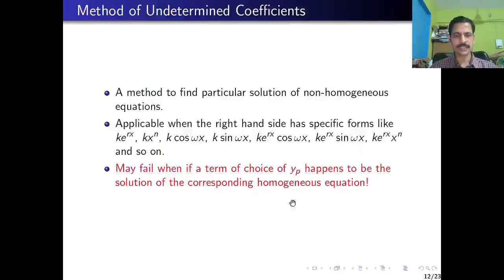But here is a remark. If it happens that the particular solution that we are taking, looking at R(x), also happens to be a solution of the associated homogeneous equation, then this method fails. So the method may fail if the choice of yp happens to be a solution of the corresponding associated homogeneous equation.